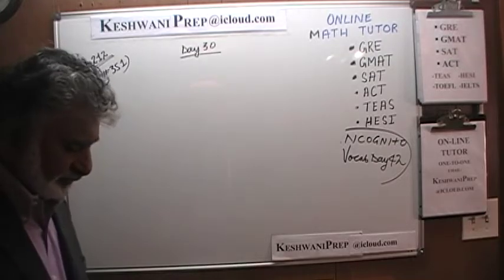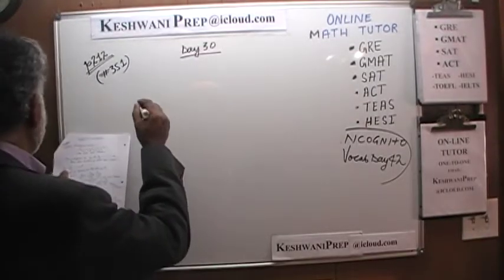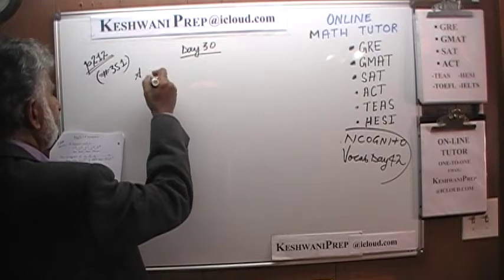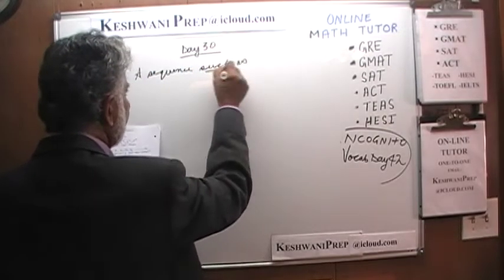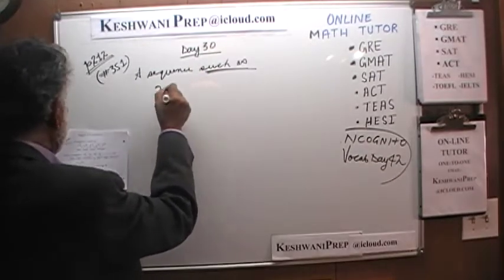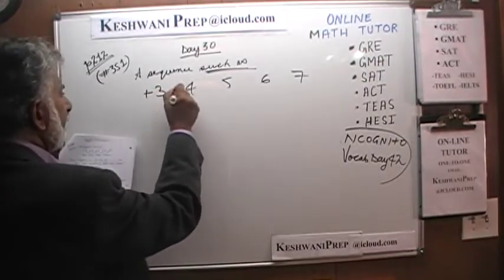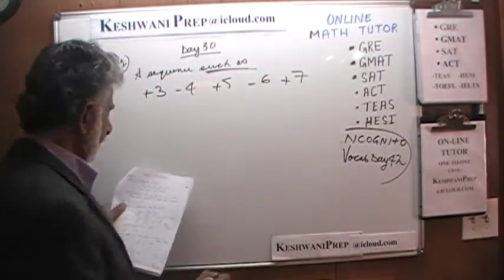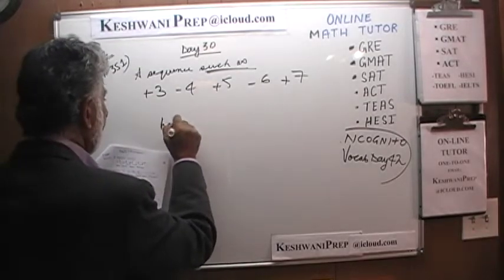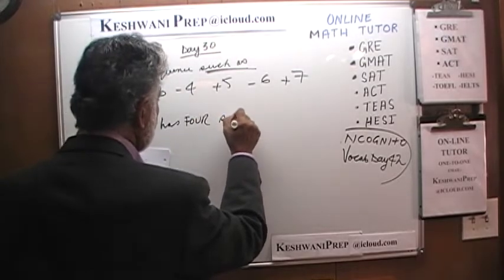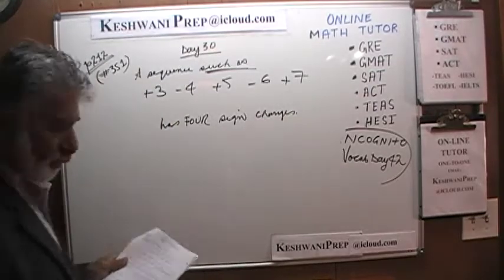Let's look at number one, the very first one. The very first one starts out by giving us an example of a sequence. It goes on like this. It says, a sequence such as 3, 4, 5, 6, and 7. Let's say positive, negative, positive, negative, positive. It goes on to tell us that a sequence such as that has four sign changes.